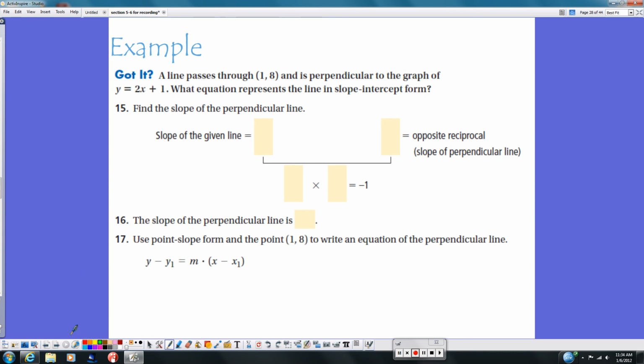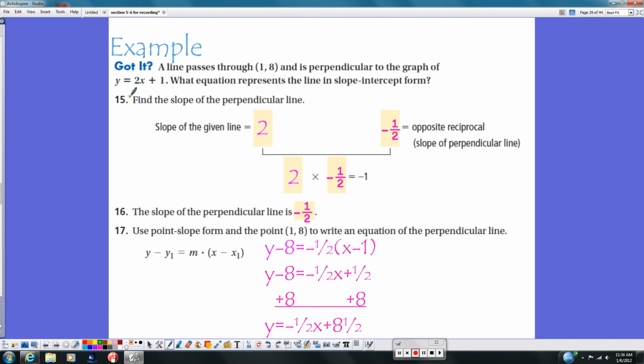So first thing we need to find is our slope. Again, we're given our equation in slope-intercept form, so it's easy to pick out our slope, which is 2. We want the opposite reciprocal of that, so we make it negative because our original slope was positive, and the reciprocal of 2 is 1/2. You can always double check to make sure you're correct by taking the original slope times what you think is the opposite reciprocal and making sure you get that -1. So our slope of our line is actually going to be -1/2.